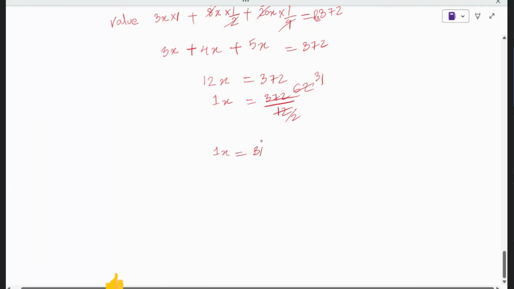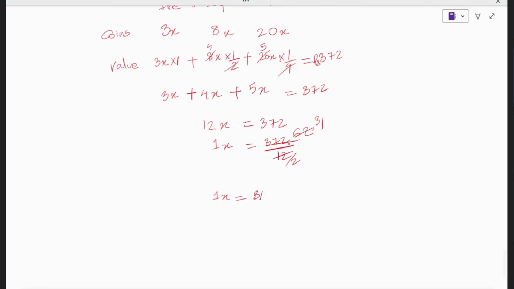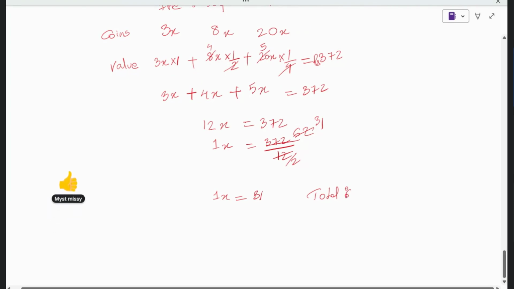They are asking us to find the total number of coins. Total number of coins is what? Total coins is 3x plus 8x plus 20x. This will give us how much? 31x. So now we know 31x is what? 31, or no? Now how do we find 31 squared?